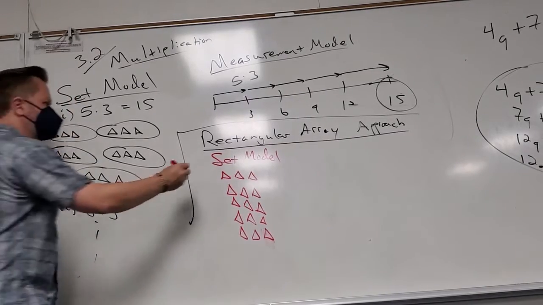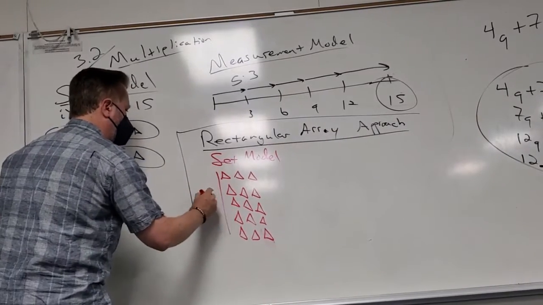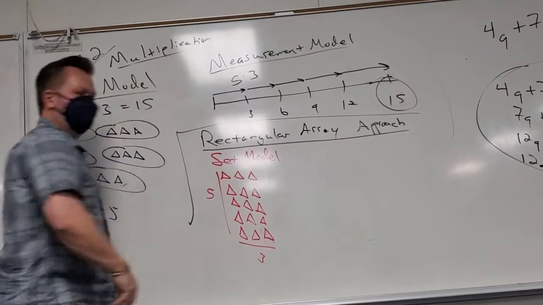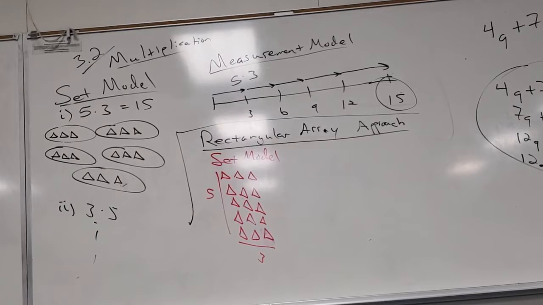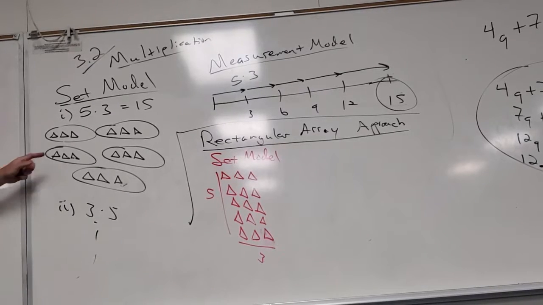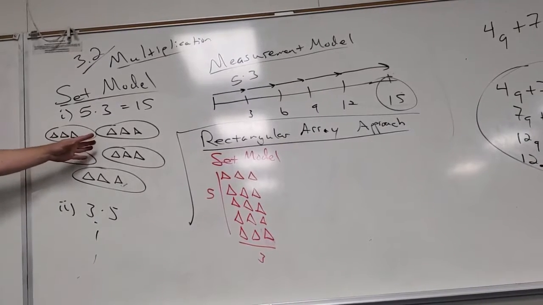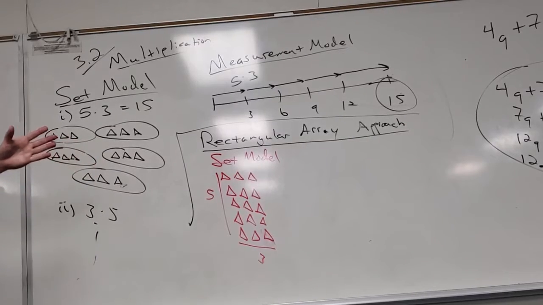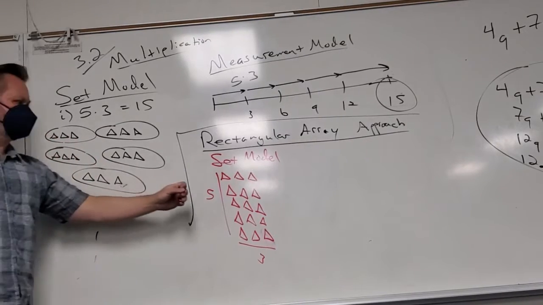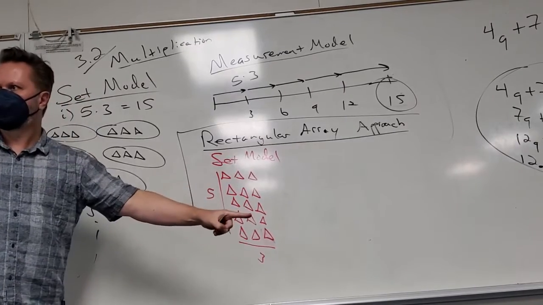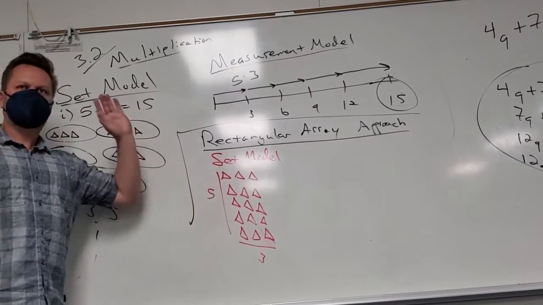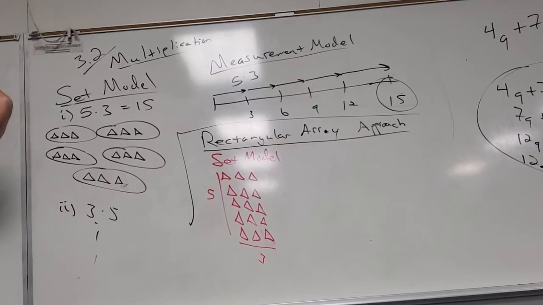But this kind of is a bridge. So this is 5, and this is 3. Does this seem kind of silly to anybody else? All we're doing is taking this jumble and organizing it. But now it's a little more direct. This is the number 5, and this is the number 3. So 5 times 3 is a little more visually direct.